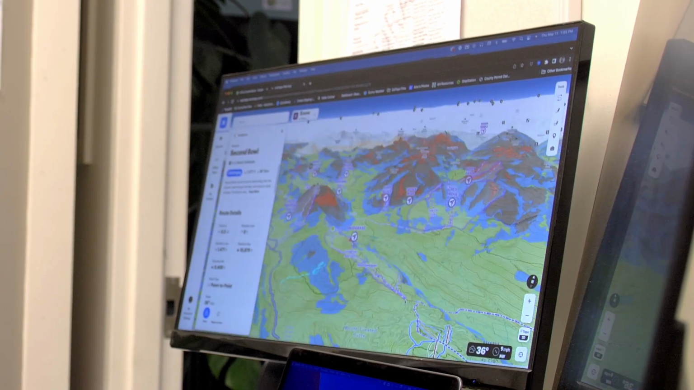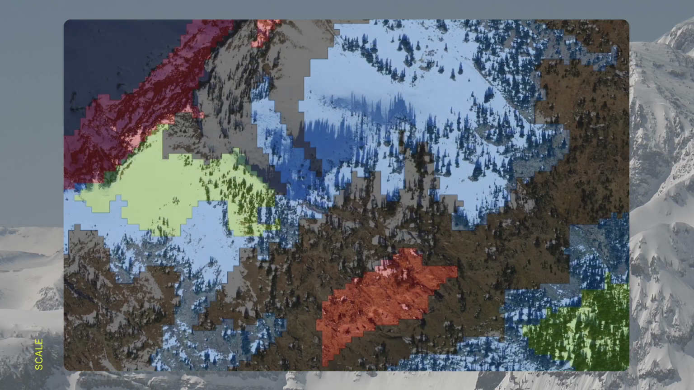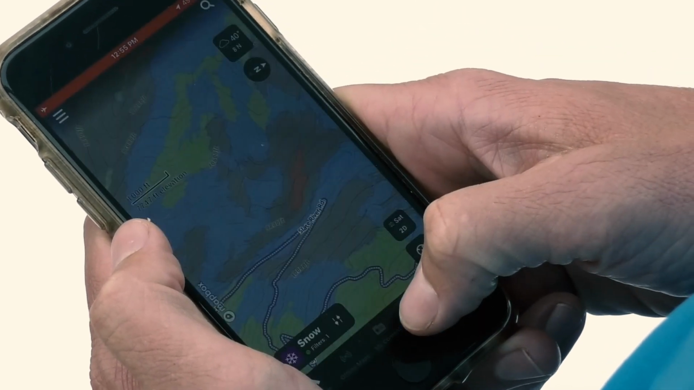AutoATES produces three main outputs: a potential release area model, an avalanche runout layer, as well as the Avalanche Terrain Exposure Scale layer itself. All three of these tools can be used together to get a really clear picture of the terrain. The ATES layer is really powerful because you can get a high-level idea of whether terrain is simple or whether it's challenging or complex, but sometimes you want to look under the hood and understand why it has that rating.